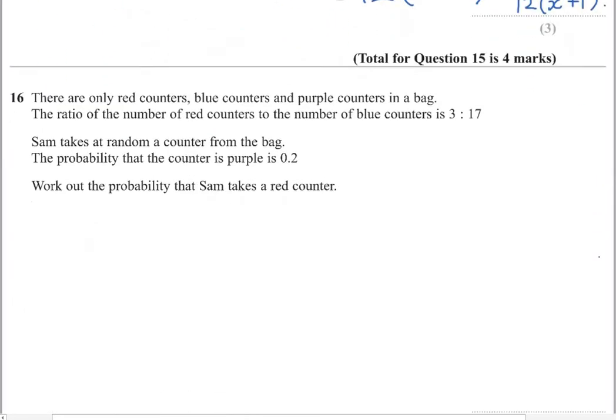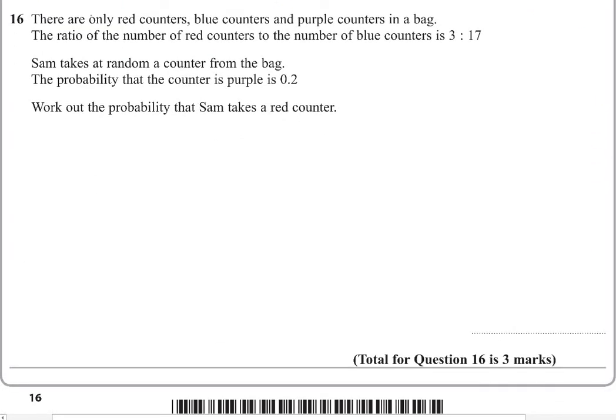Great. Right, there are only red counters, blue counters, and purple counters in a bag. The number of red to the number of blue is 3 to 17. Sam takes a random counter from the bag. The probability that the counter is purple is 0.2.